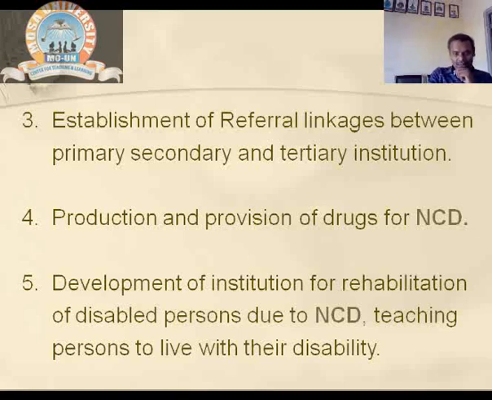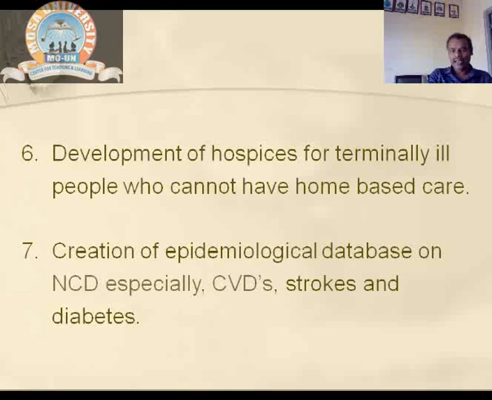For example, with the recent corona, the readiness level of the African continent was just 60%. The readiness level study done by the WHO shows only 60% for the entire African continent. If something happens, we don't have the capacity to fight against the new diseases. Then there is the development of institutions for rehabilitation of persons disabled due to NCD, teaching people to live with a disability. These are all new areas coming up due to non-communicable diseases. That also we need to take care of.